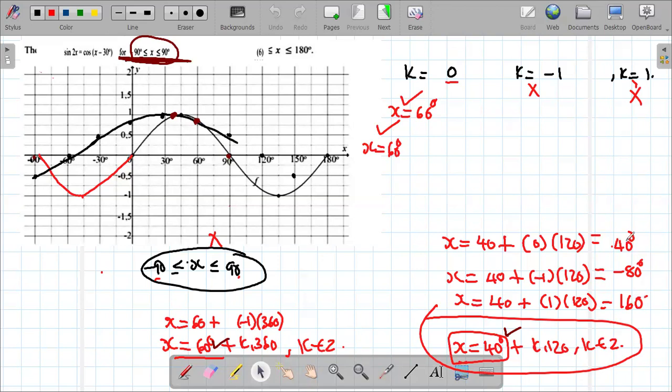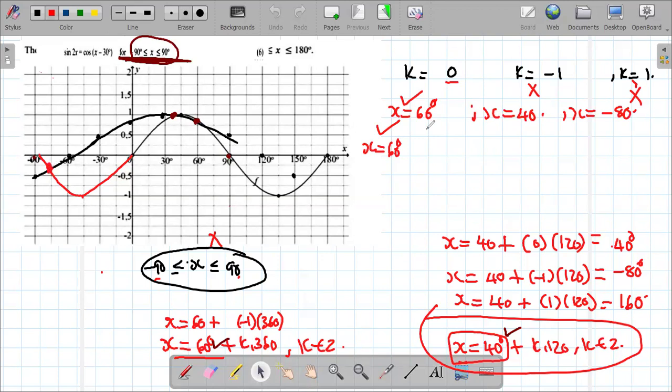So let's check. Does 40 fall between these? Yes, it does fall. So another answer, x equals 40. And does negative 80 fall? Yes, x equals negative 80. Can you see that negative 80, it is here where they both meet? It's negative 80 here. It does make sense.